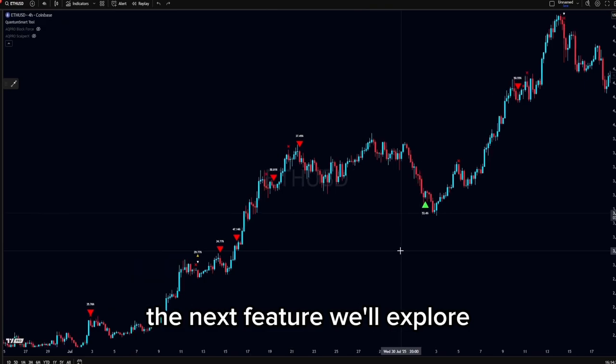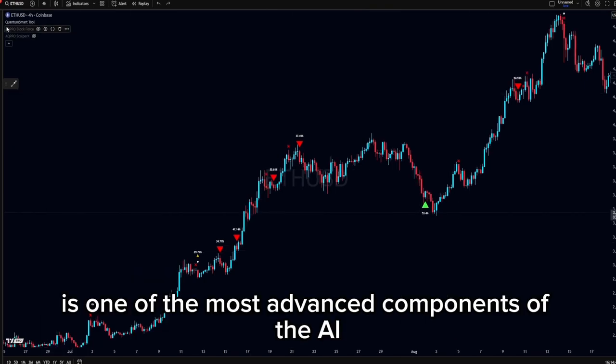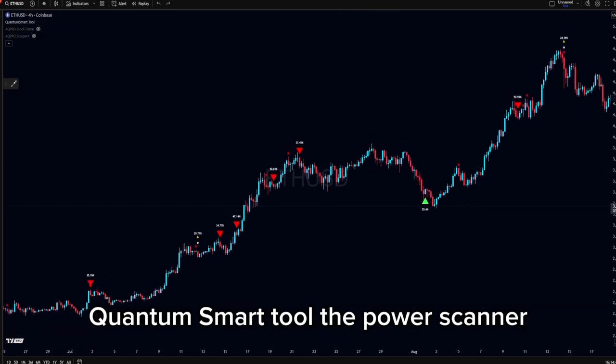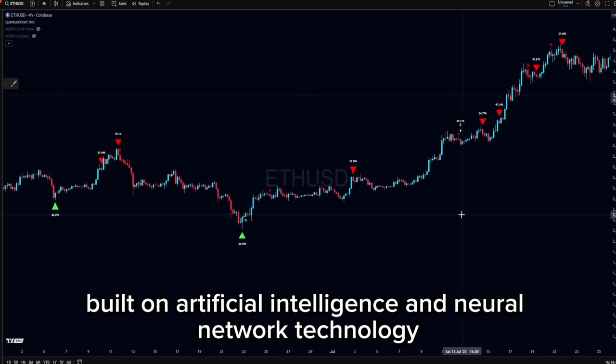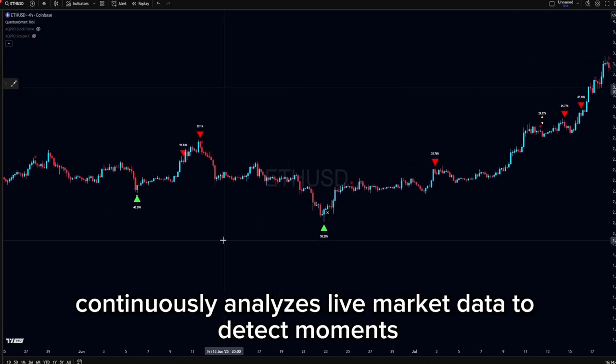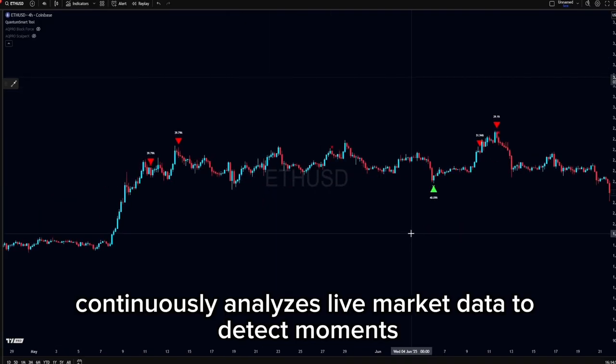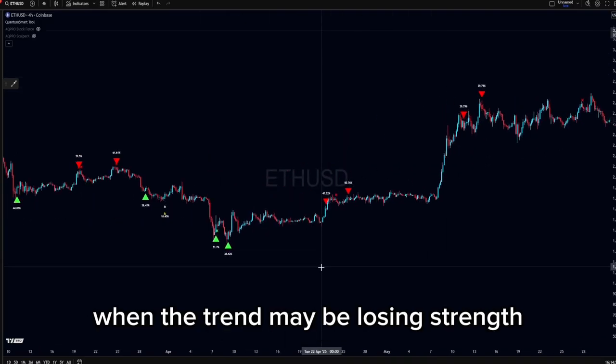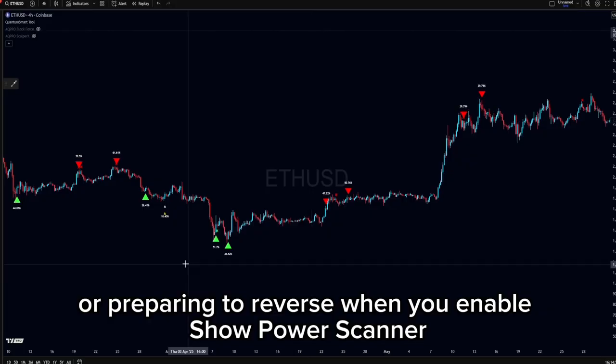The next feature we'll explore is one of the most advanced components of the AI Quantum Smart Tool, the Power Scanner. Built on artificial intelligence and neural network technology, the Power Scanner continuously analyzes live market data to detect moments when the trend may be losing strength or preparing to reverse.